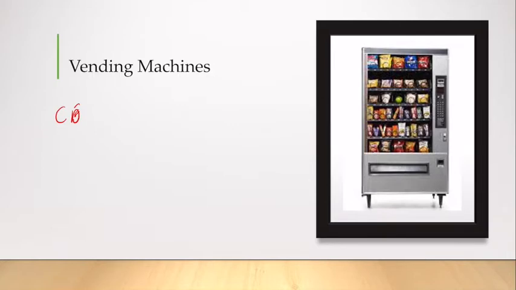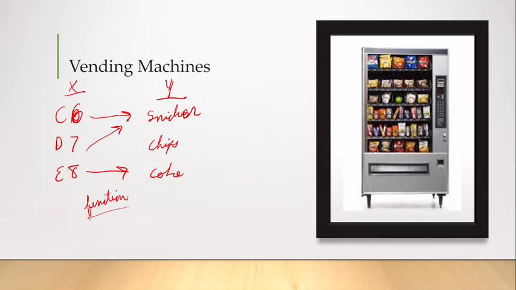Well, there's lots of ways we could write a function, but one other type of function I want us to look at is what if I have, instead of D7 going to chips, D7 goes to Snickers. Will this vending machine still continue to function? It will, right? I push C6 and I get a Snickers. I push D7 and I get a Snickers, okay?